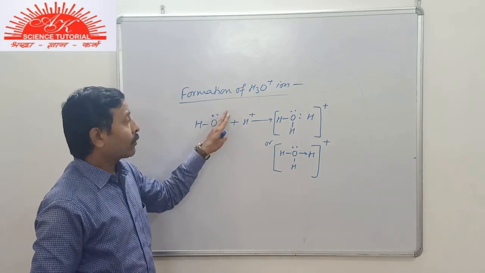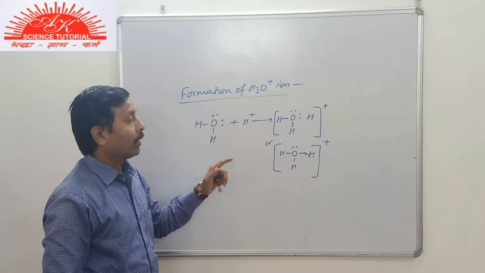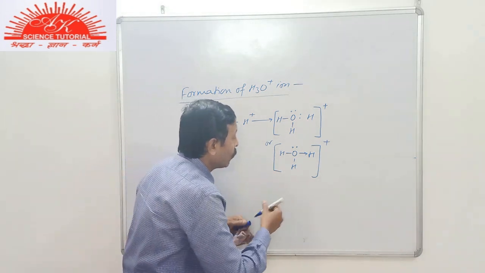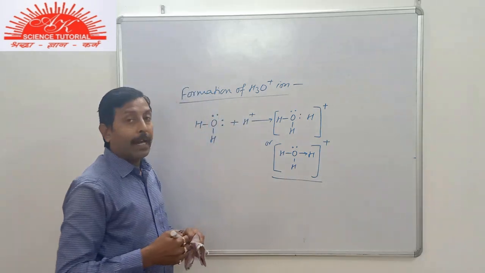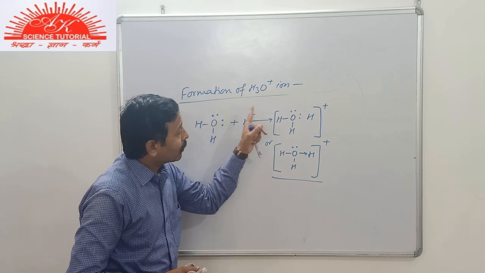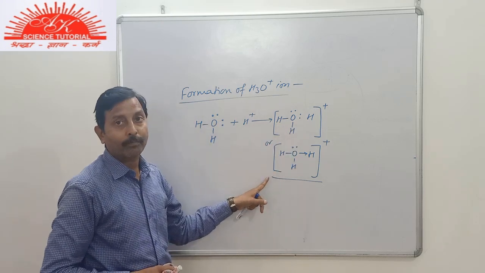So two types of questions are asked here. One, draw the structure of hydronium ion. So in this part we will have to write only this one. And second, show the formation of hydronium ion. Then we will have to write it completely.